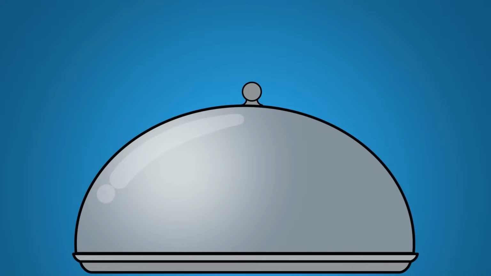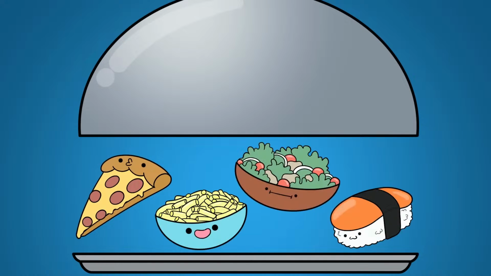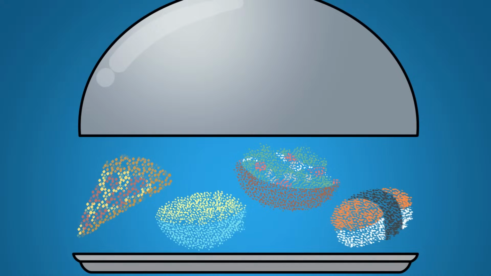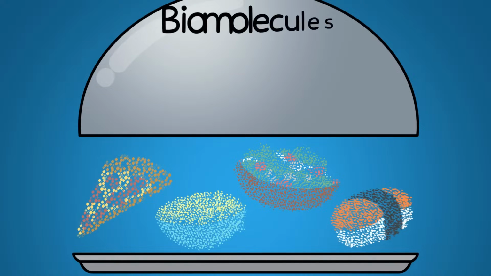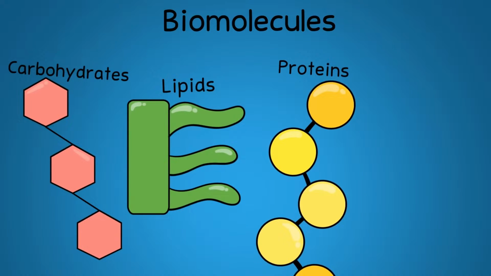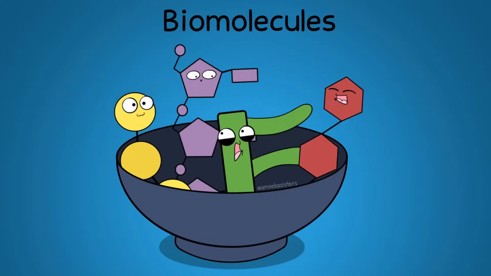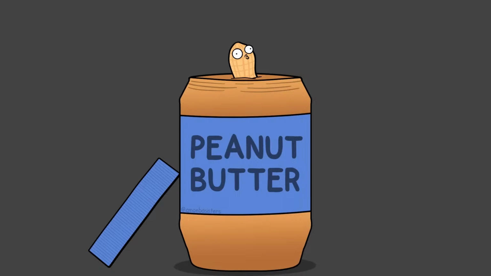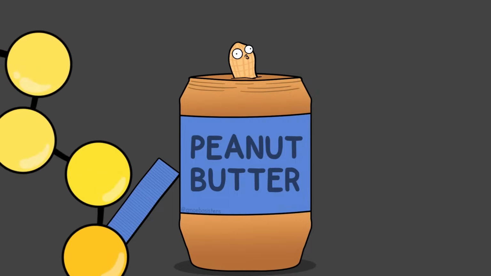I want you to think for a moment about your favorite food. What is it? We all have different food preferences, but food is a source of large molecules that are needed for life, called biomolecules, also known as macromolecules: carbohydrates, lipids, proteins, and nucleic acids. In different types of food, you might find higher amounts of these biomolecules. For example, peanut butter can be high in both proteins and lipids.